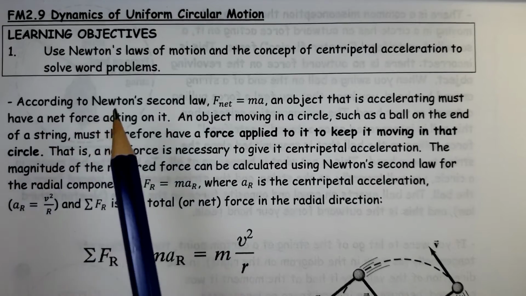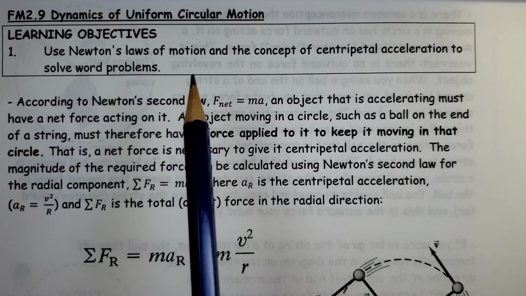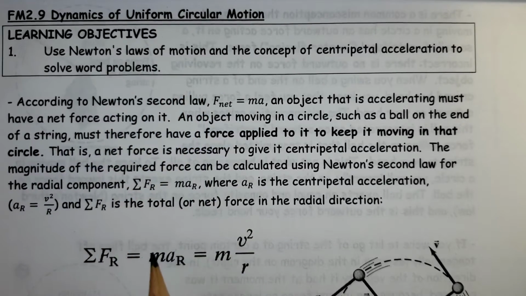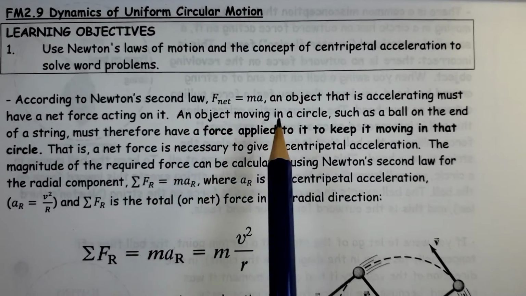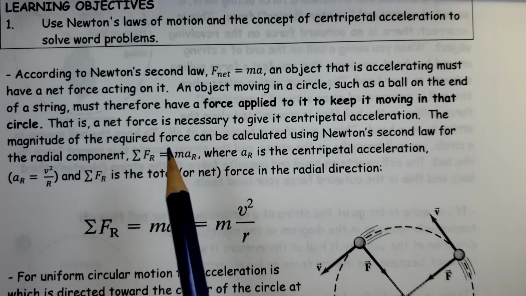So FM2.9, dynamics and uniform circular motion, kind of takes off from where we left off with the FM1.9, the very last section in the last unit, which dealt with uniform circular motion. But now we look at the forces involved. So use Newton's laws of motion and the concept of centripetal acceleration to solve word problems.